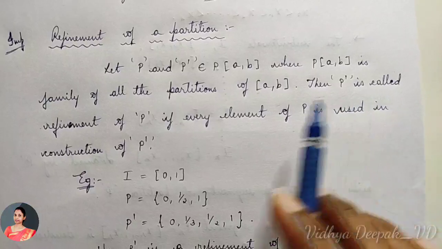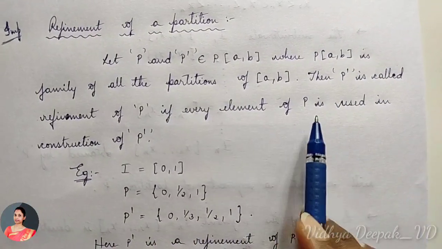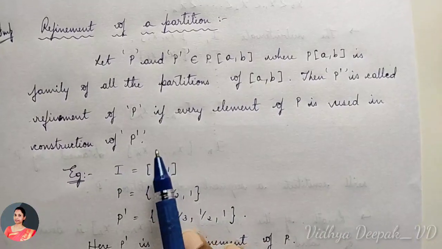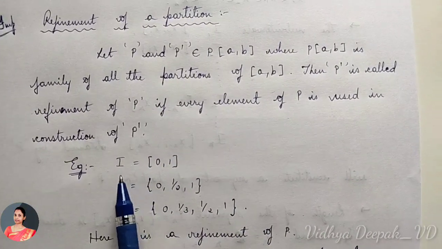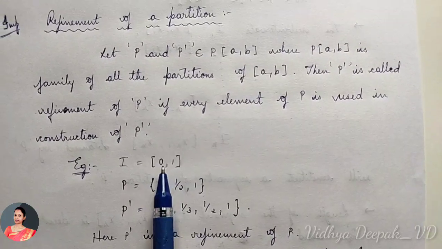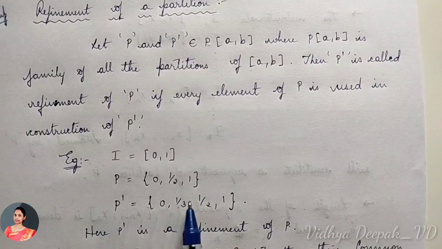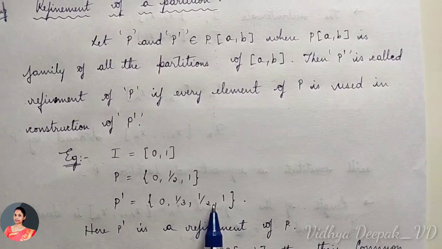Then P dash is called a refinement of P if every element of P is used in the construction of P dash. Let's see an example. I is equal to the closed interval [0, 1], which is our interval. Here the partition P is given as 0, 1/2 and 1. So P dash we have taken as 0, 1/3, 1/2 and 1.